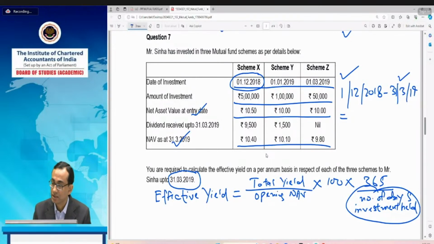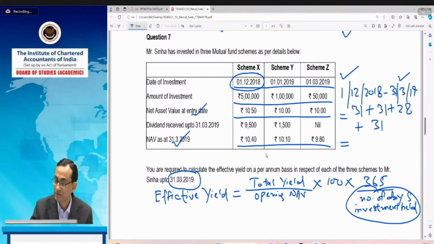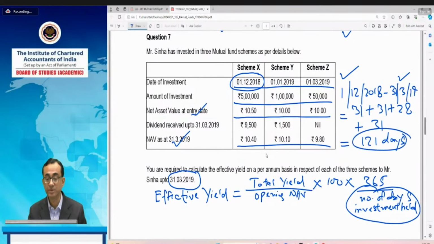Okay. For December, it is 31 days. For January, 31 days. For February, 28 days. And plus March, it is also 31 days. So let us calculate it. How many total days? So it is actually coming to 121 days. So 121 days is the number of days in which investment is held by Mr. Sinha in the scheme X. In the same way, it is calculated for the scheme Y and scheme Z also.